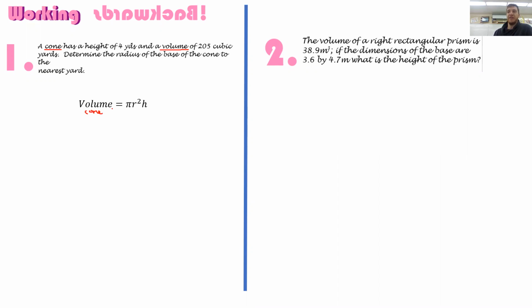Once you do that, you will then replace the variables that are given to you. So we are given pi always. We are given the volume this time, which is 205, and we are given the height, which is 4. So step number one is write down what formula you're using. Step number two is to replace the variables. Once you do that, you need to solve for the variable. So we are looking for R. So for bonus, what would be my first step in getting R by itself?